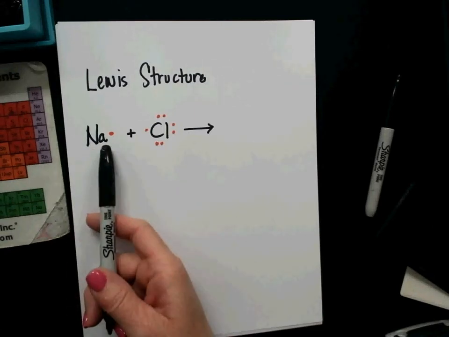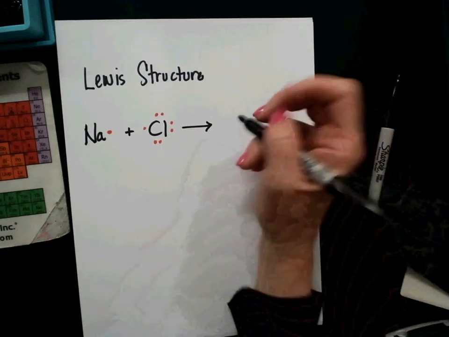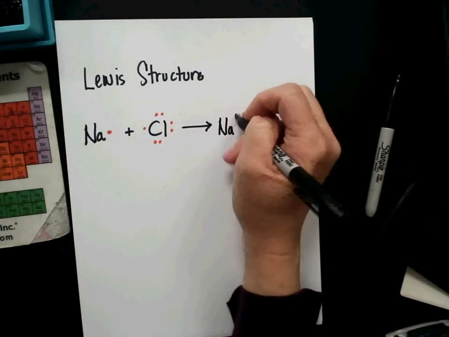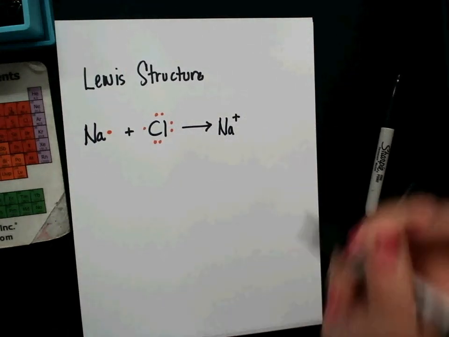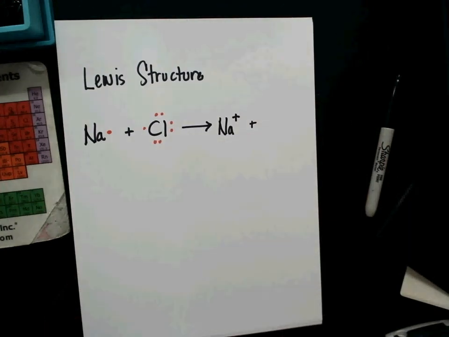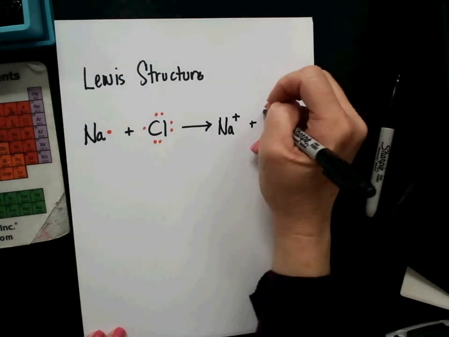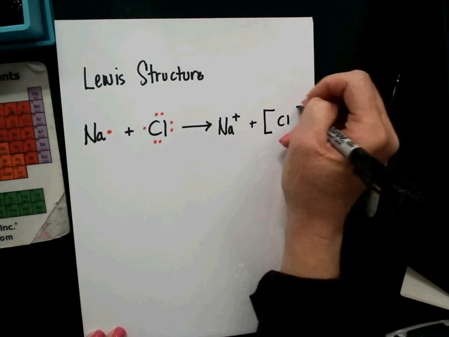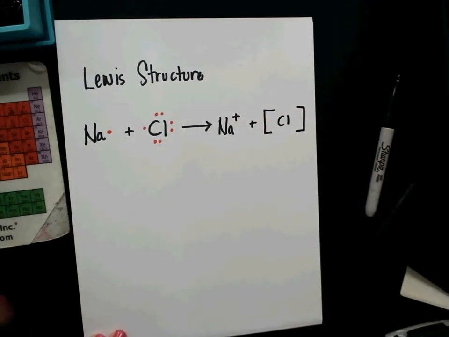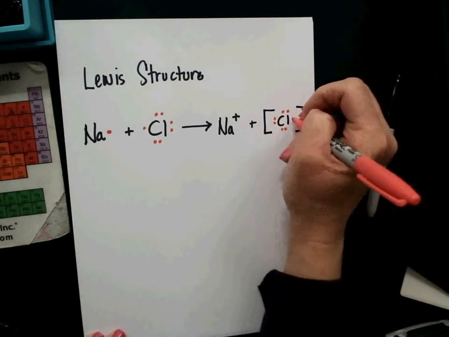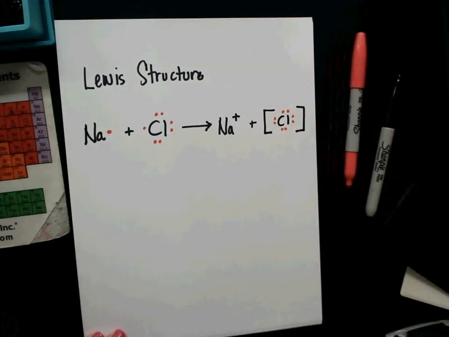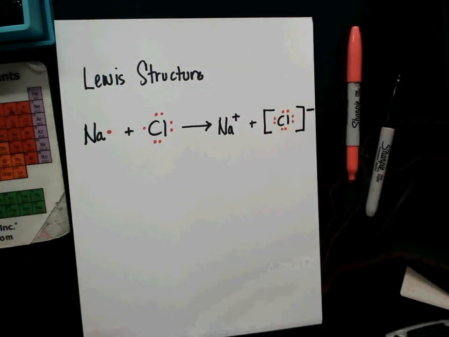Then on the other side of the equation, what happens to sodium's electron? It gives it to chlorine, right? So I just show sodium in its ionic form, plus, when I have the atom that gets the full outer shell, I show it in brackets. And then I place the electrons around it. And I show its negative charge outside the bracket.